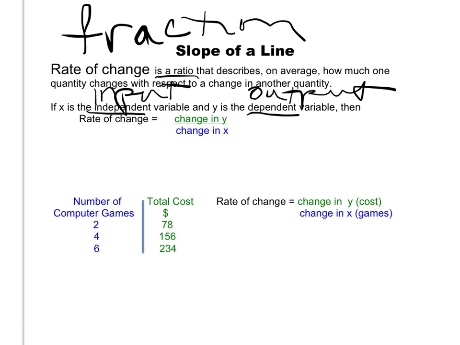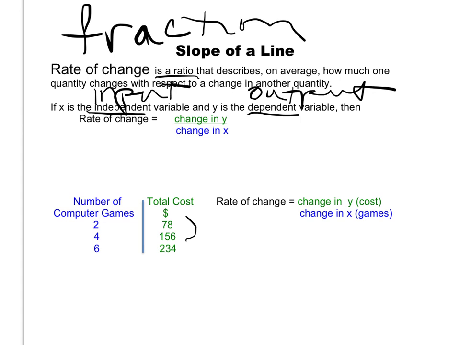So first of all, the games is the input. It's the independent variable. It comes first. The number of games determines the total cost. Total cost is dependent on games. Total cost is the output. So let's look at the change in y, or the change in cost.